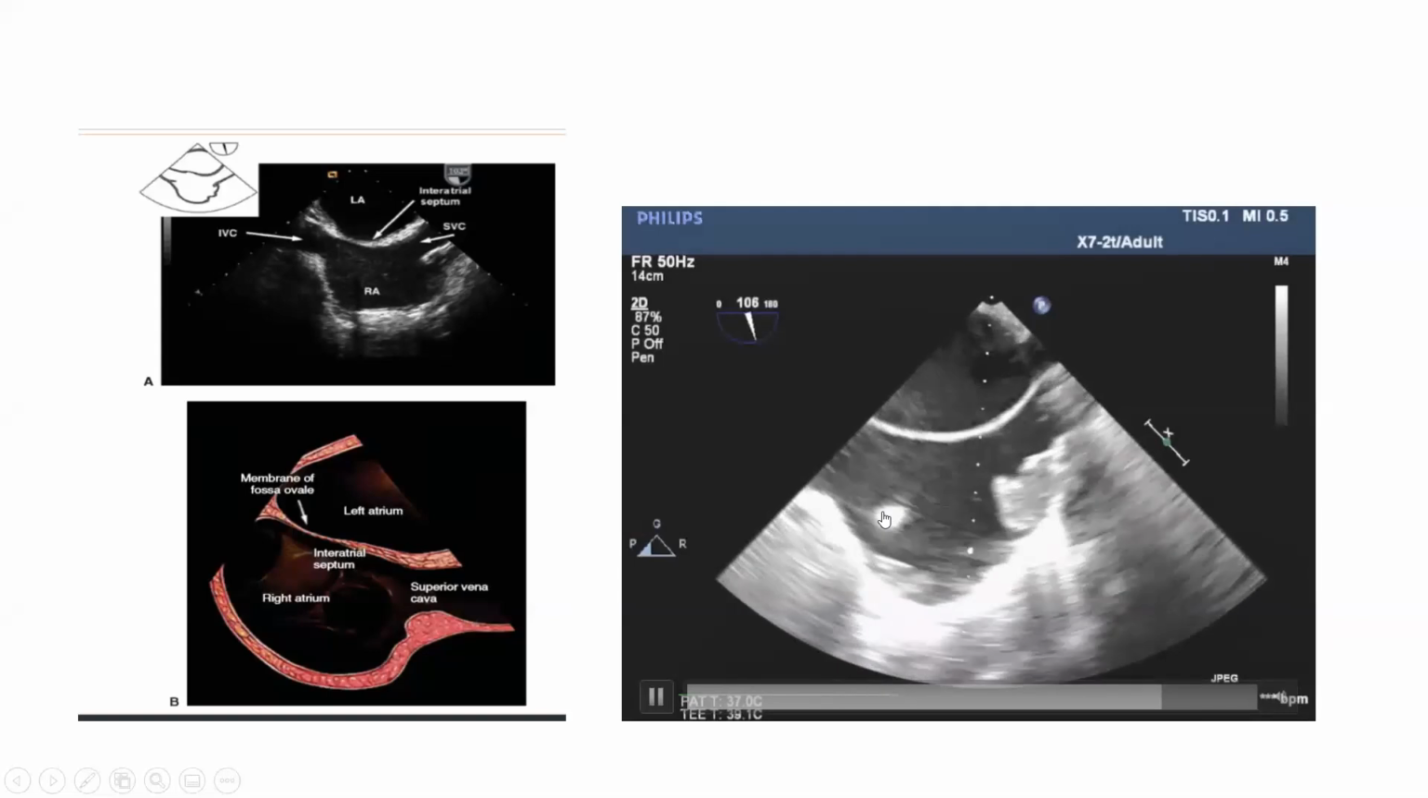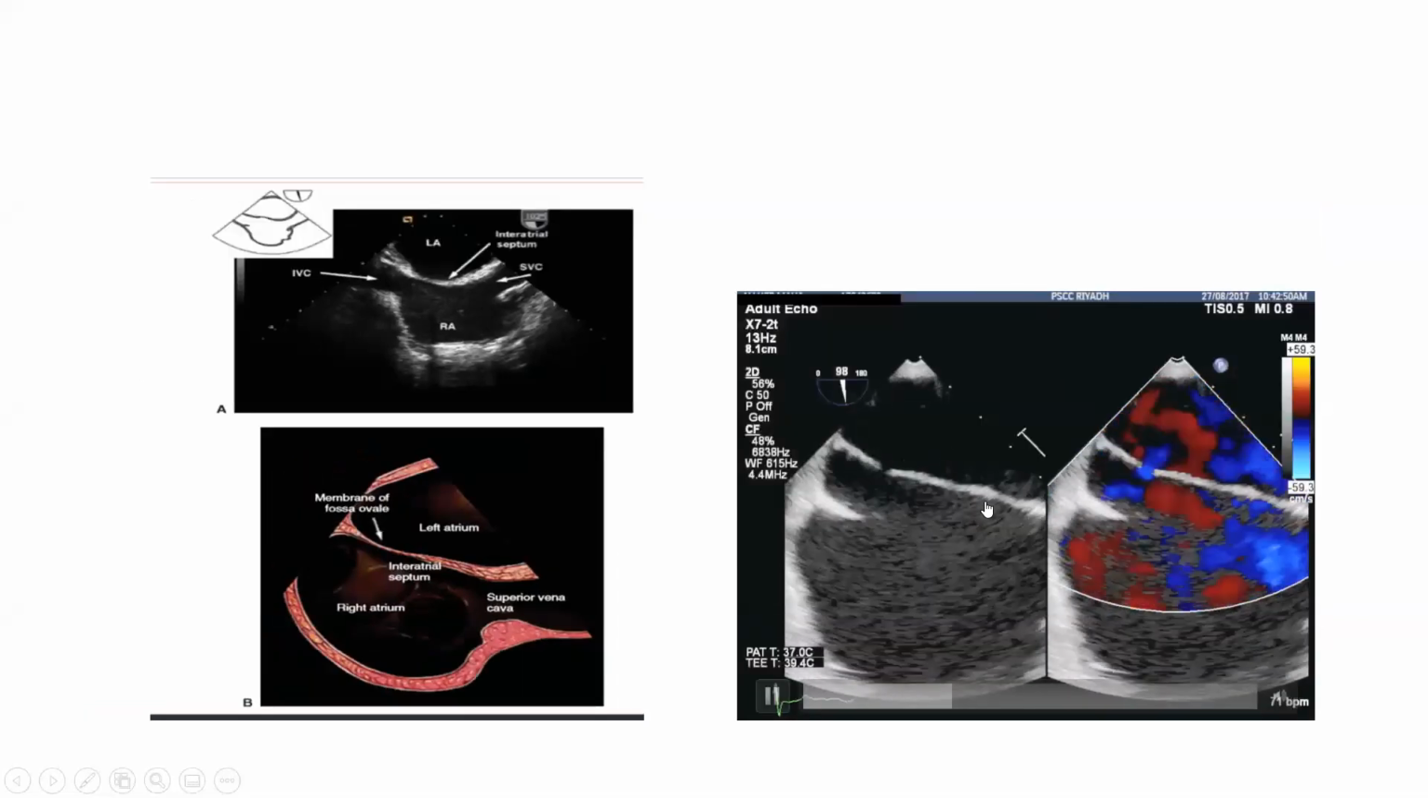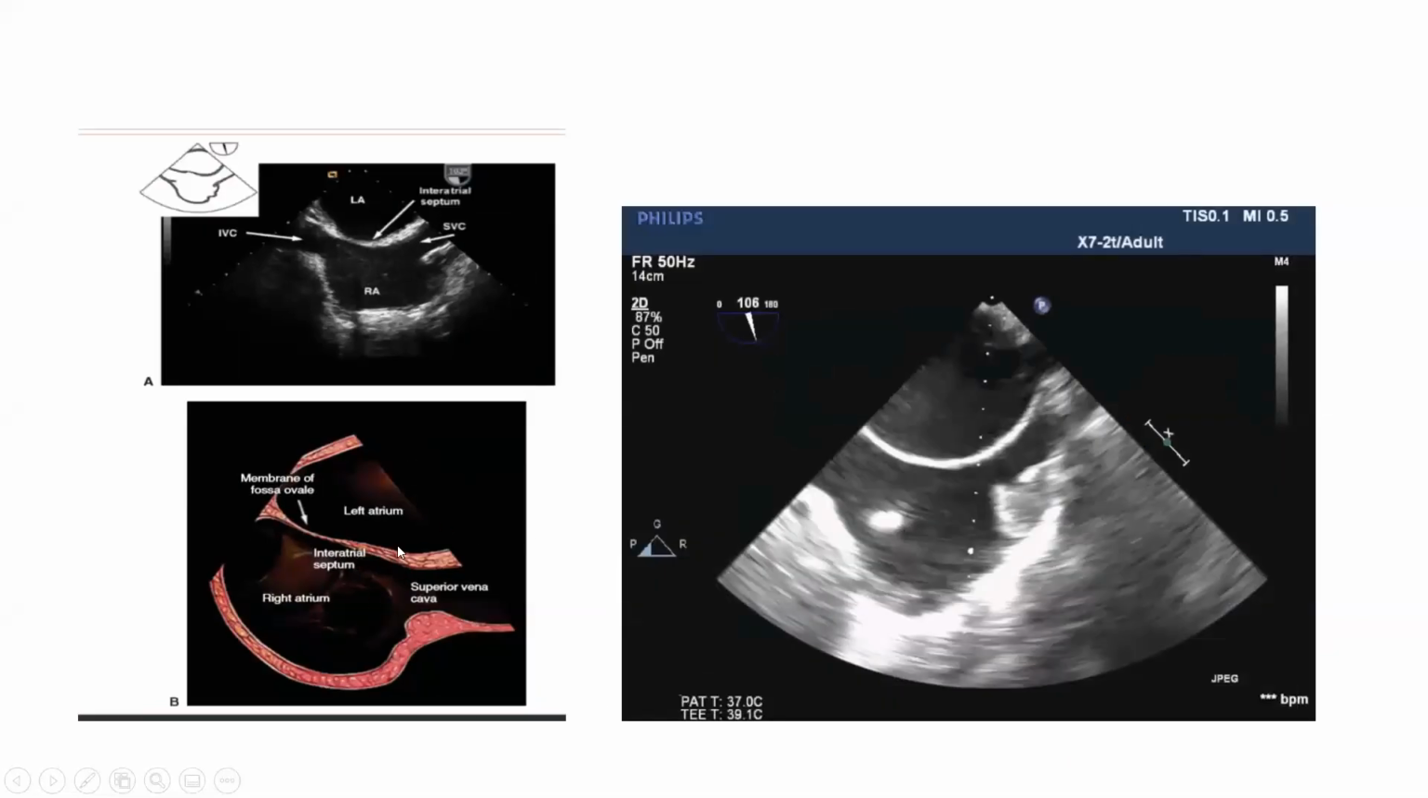Okay, there is a line here. It could be a pacemaker, it could be a dialysis line. Anyhow, the pathology here is a mass in the right atrial appendage. So this is a bicaval view. Superior vena cava, inferior vena cava, left atrium here, right atrium here, and the interatrial septum is here. If there is any ASD, it will be very clear here.